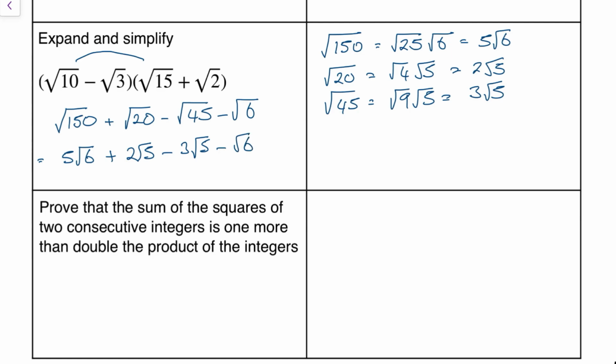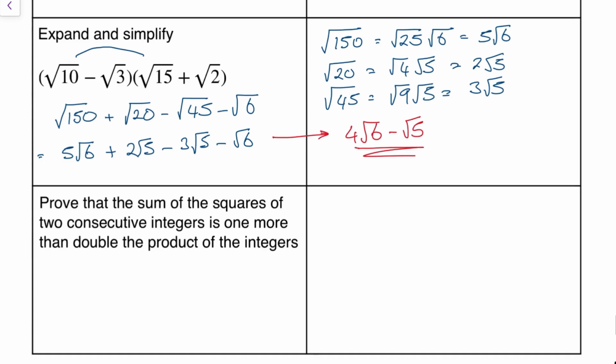So all of this gives me a final answer of, well, 5 root 6 minus root 6 is 4 root 6. And 2 root 5 minus 3 root 5 is minus root 5. And that is going to be my final answer. Good question. I like that question.